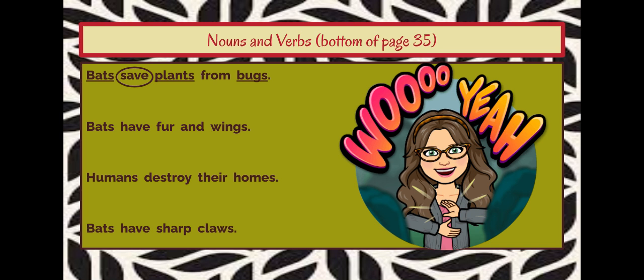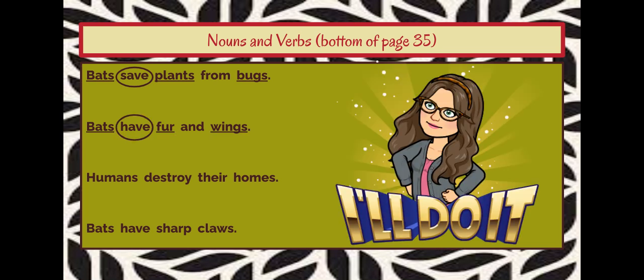What are the nouns in that sentence? What is the verb in that sentence? Bats, fur, and wings are our nouns that we're going to underline, and have is our verb that we're going to circle. Let's look at number 3. Humans destroy their homes. What are the nouns in that sentence? What is the verb in that sentence?